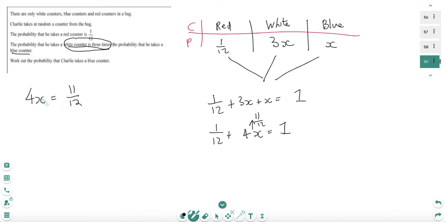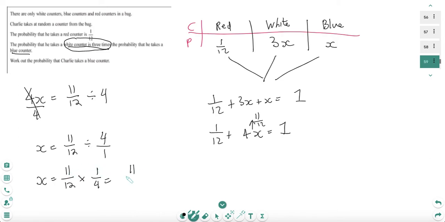Well, to get X by itself, X is being multiplied by 4, so we're going to divide by 4. Divide 4 here, divide 4 here. Let's cancel out. X is equal to 11/12 divided by 4. If this is a fraction, let's turn 4 into a fraction. To turn any whole number into a fraction, it'll be 4/1. Then to divide fractions, you keep the first fraction the same, turn the division into a multiplication, and flip the second fraction, so 1/4. And top times top, bottom times bottom. X is 11 out of 48. All right, and that's how we do it, guys.